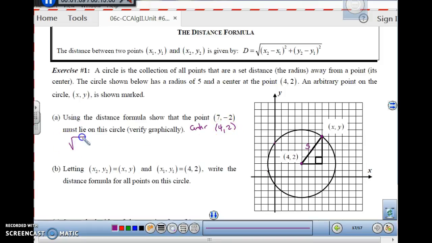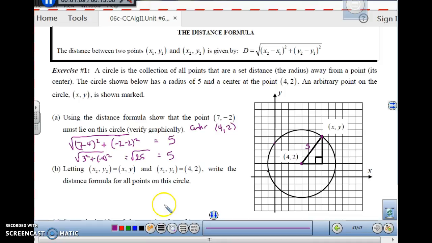So, using the distance formula, the difference between the x's is 7 minus 4, quantity squared, plus the difference between the y's, negative 2 minus 2, quantity squared. Now, if it's on the circle, it should equal what the radius was. Well, the radius is 5. Let's see if it works. 7 minus 4 is 3 squared. Negative 2 minus 2 is negative 4 squared. And that is equal to the square root of 25, which does equal 5.